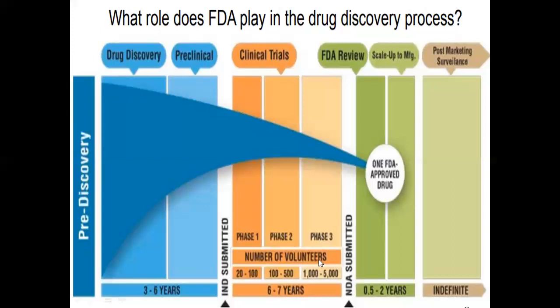Once you get a satisfactory result, it will go to phase 3. Under phase 3, the number of volunteers increases to 1000 to 5000, right? In this large group of volunteers, we give the particular drug for the particular disease. If it is an anti-diabetic, we select volunteers who have diabetes, and they receive the drug. We check whether the drug is able to reduce the blood sugar level or urine sugar level or not. This process takes 6 to 7 years, right?